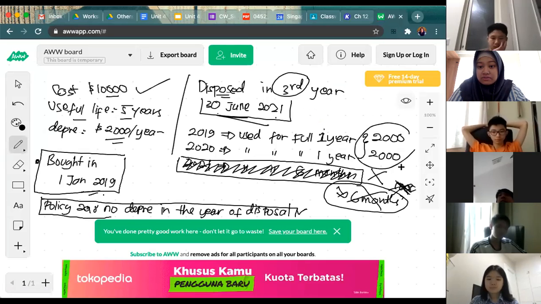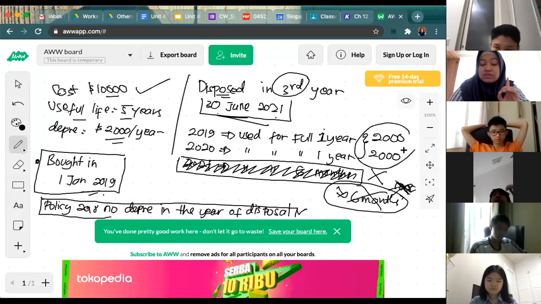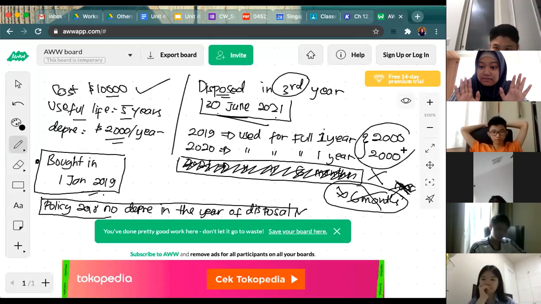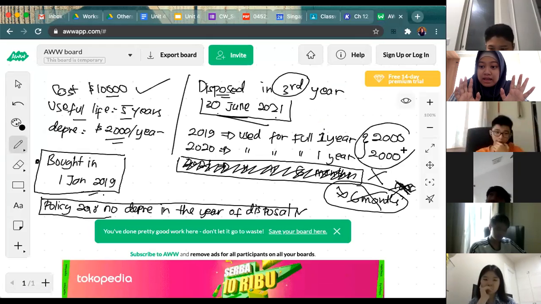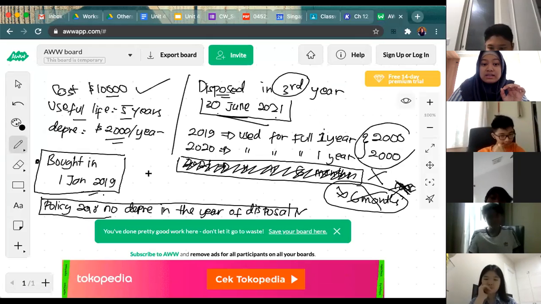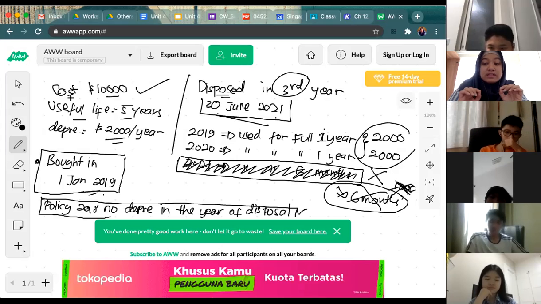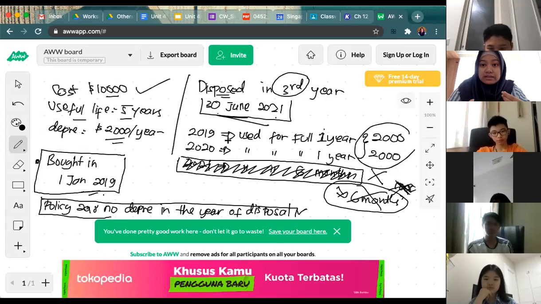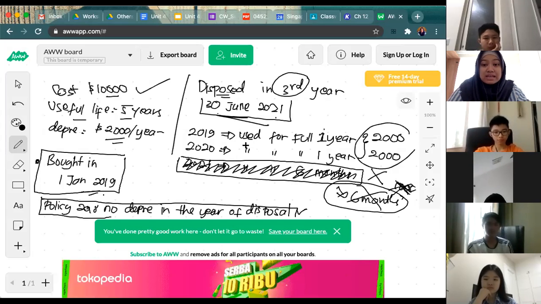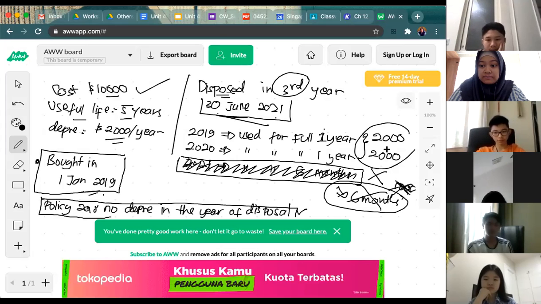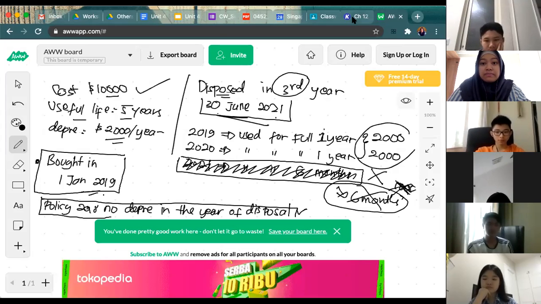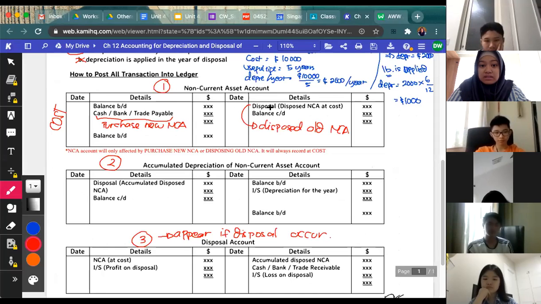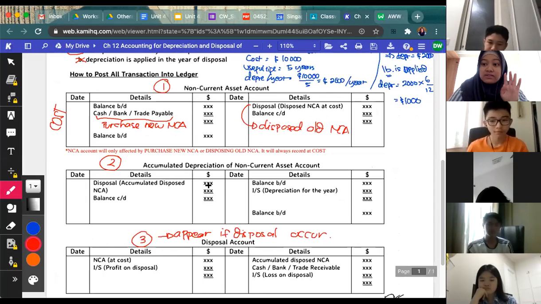Accumulated depreciation of 4,000 is the accumulated depreciation of the disposed asset. Can you see the difference? Again, in this example, the cost of the disposed asset is 10,000. The accumulated depreciation of the disposed asset is 4,000. So this disposal will stand as the 10,000 itself from the example, and the disposal in the accumulated depreciation is the 4,000.